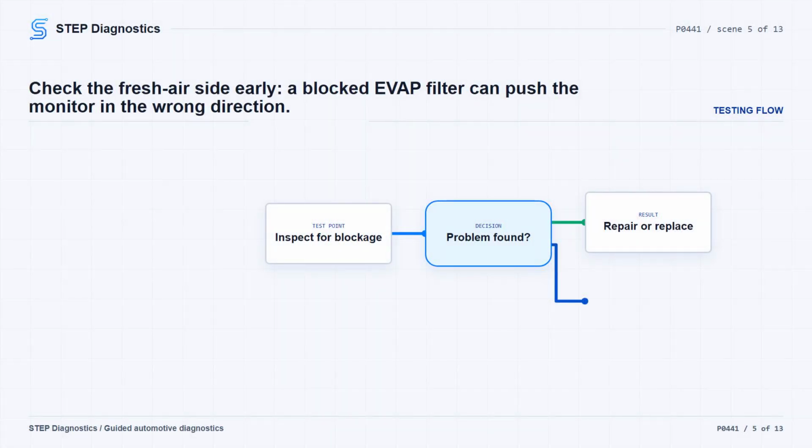Next, remove the EVAP filter and inspect it for blockage. A plugged filter can restrict the fresh air side of the system and affect the purge performance result. If you find a problem, repair or replace as necessary, then verify the repair. If the filter is clear, keep going.